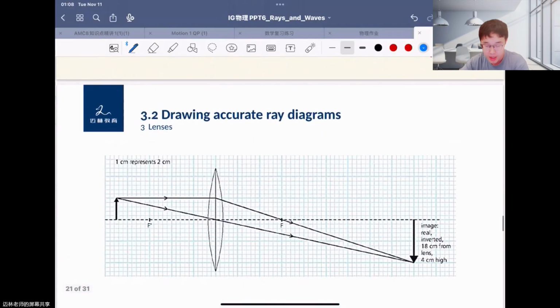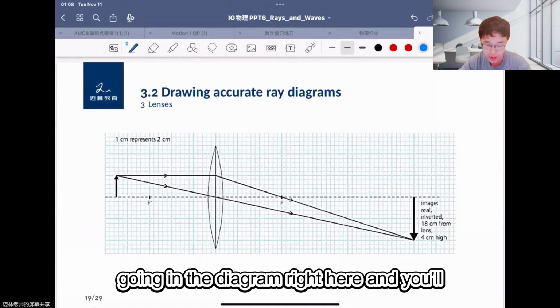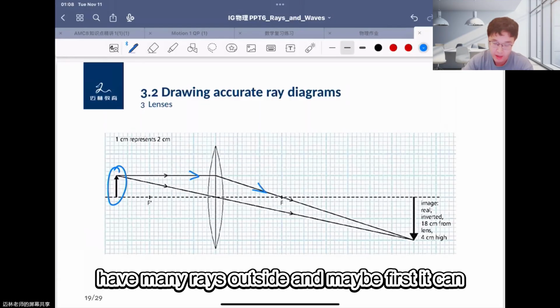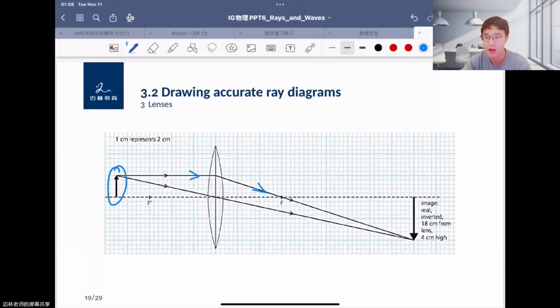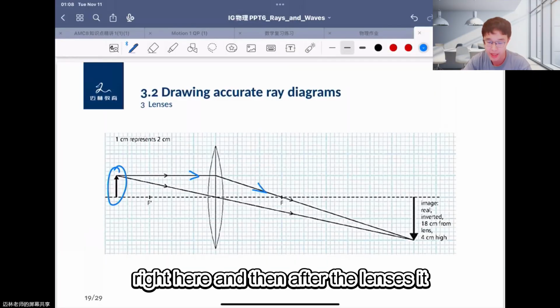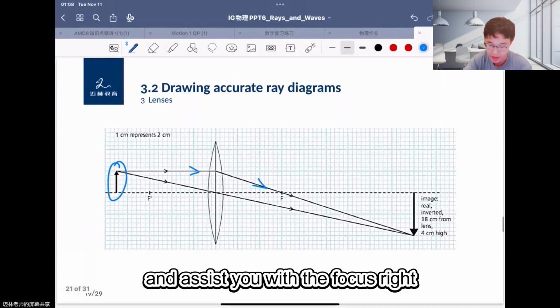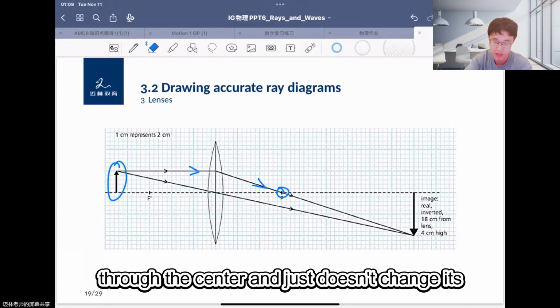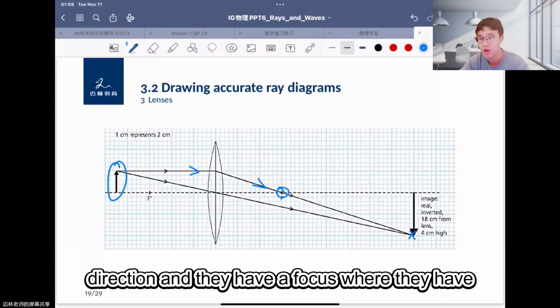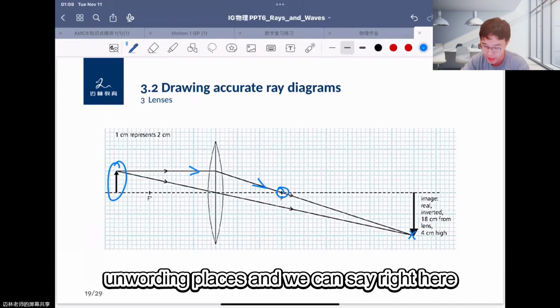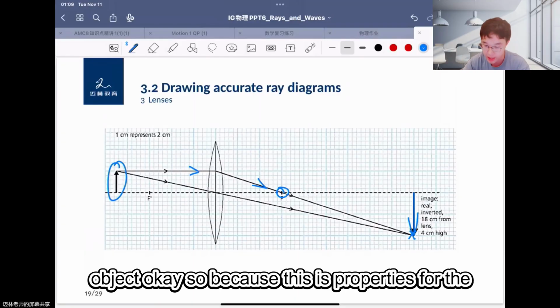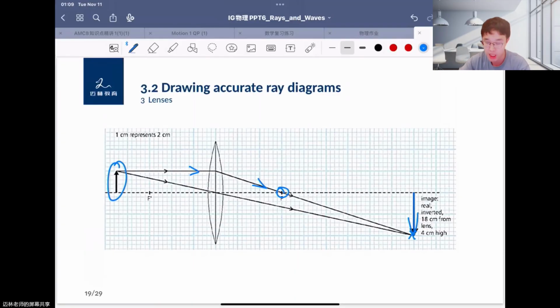So here is for drawing the diagrams. You'll find this is an object. An object can have many rays going out. First it can have a parallel ray right here, and after the lens it deflects and passes through the focus, right? Another ray passes through the center and doesn't change its direction. And they converge at a place. We can see right here the image is a real image and inverted, and it is bigger than the real object. So these are the properties of the image.